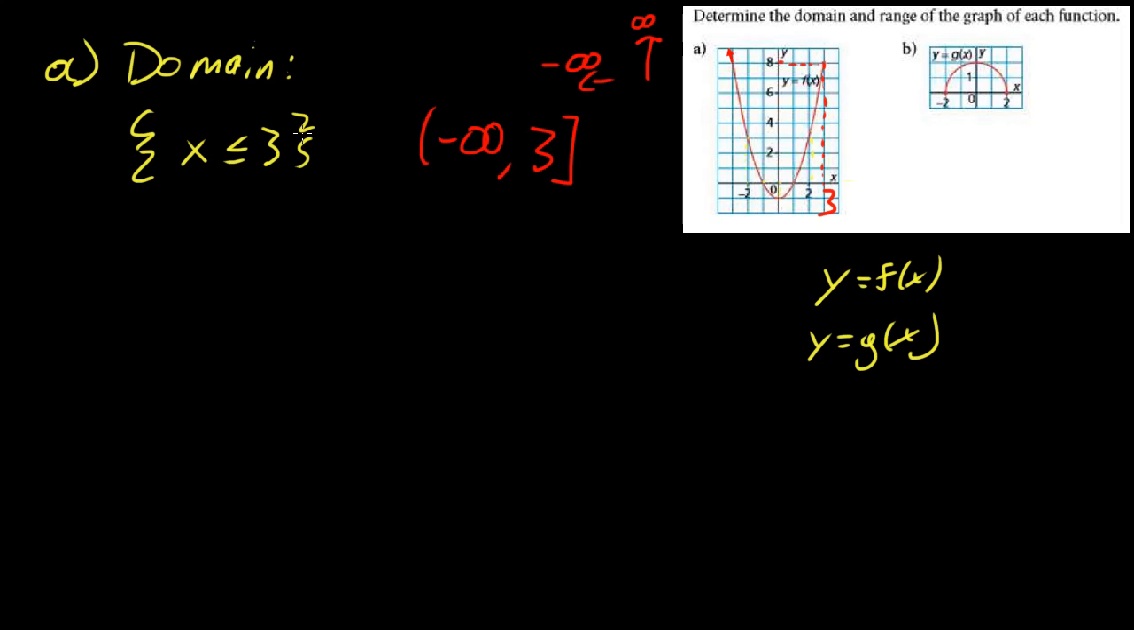You can kind of see the similarities, but also, of course, the differences between these two. We got our braces for domain over here, and then we have our non-inclusive and inclusive brackets around negative infinity and 3 respectively. Let's turn our focus to look at the range now. So the range. We're not using x anymore, but we're using y.